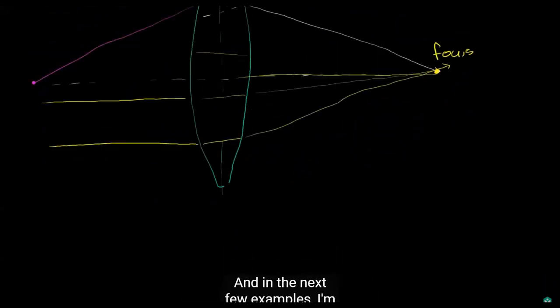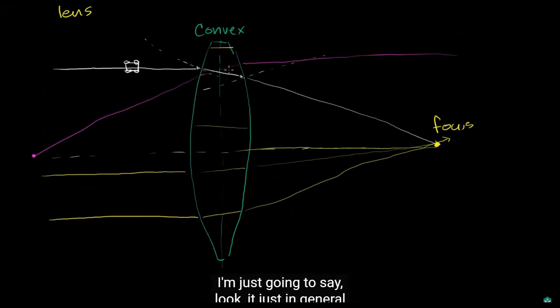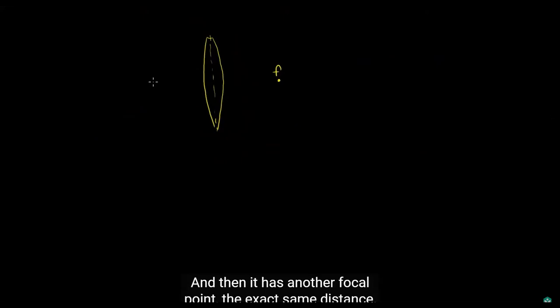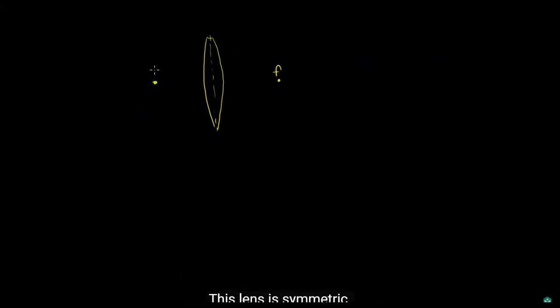And in the next few examples, I'm not going to worry about this kind of two-step. I'm just going to say, look, it just in general gets refracted in that direction when it exits the lens. So let me just draw a simple lens right over here. A simple lens. It is symmetric. And it has two focal points, one on this side. So that is one focal point. And then it has another focal point, the exact same distance on the other side. This lens is symmetric. So let's think about what this lens will do to the images of different objects.